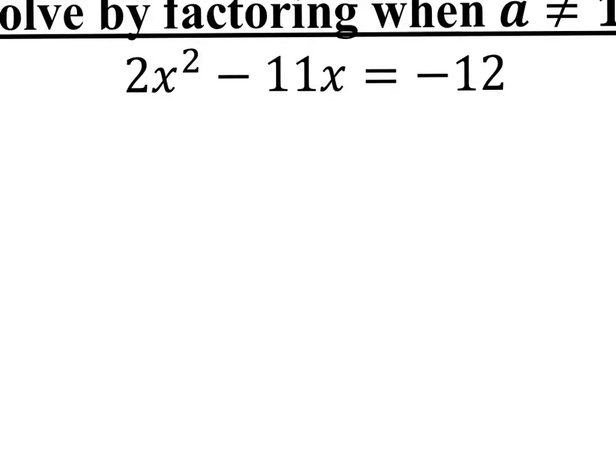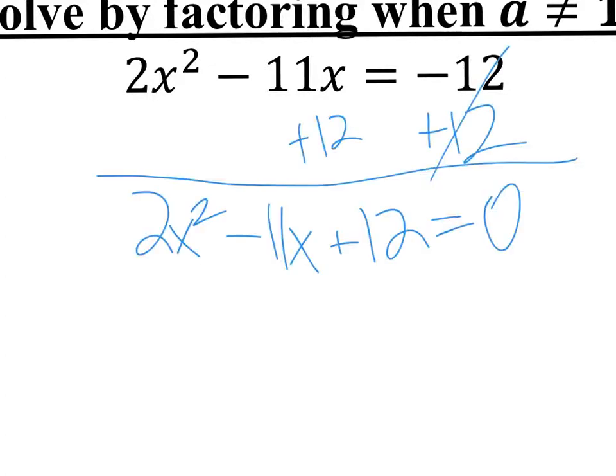For starters, if you're given a problem like this, you'll want to get everything over on one side. For this problem, all it took was adding the 12 over. You'll want to keep it separate from these other two terms because this 12 is not a like term. It doesn't have any letters with it. So I have 2x squared minus 11x plus 12.